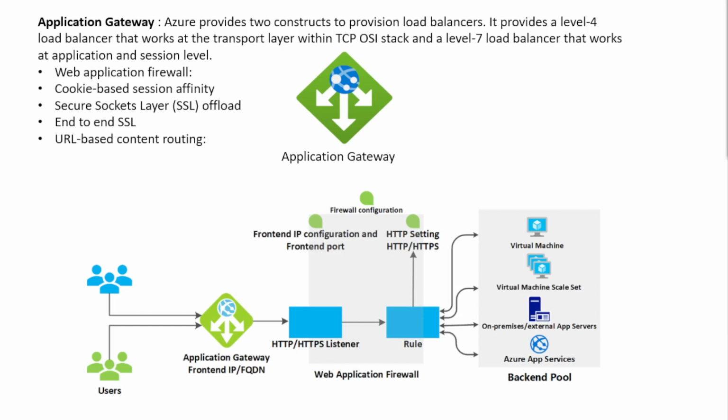The backend pool can also be an Azure App Service. So these are the backend pool, and they can be part of it. Rules are assigned to it, so the traffic would travel accordingly. And the other thing that I want to show you is the firewall configuration here, right?